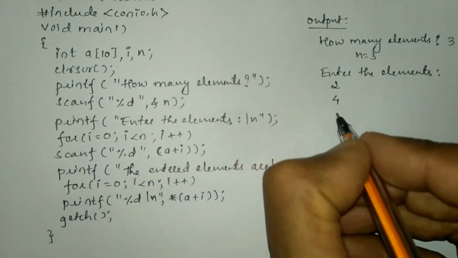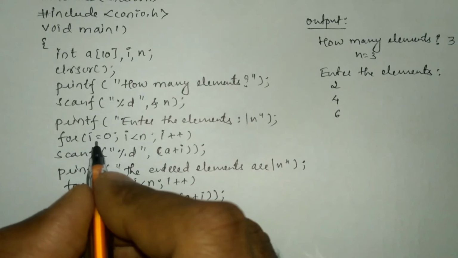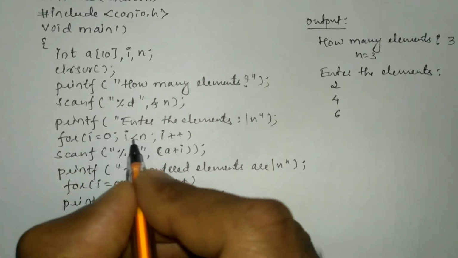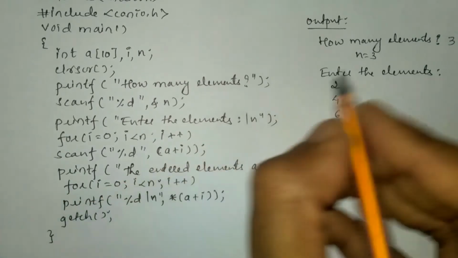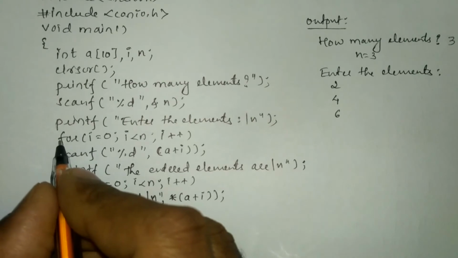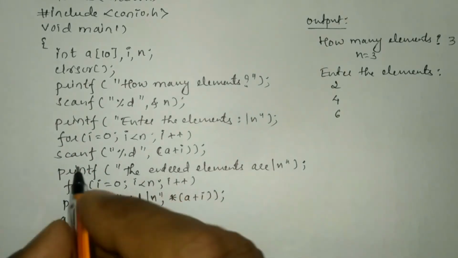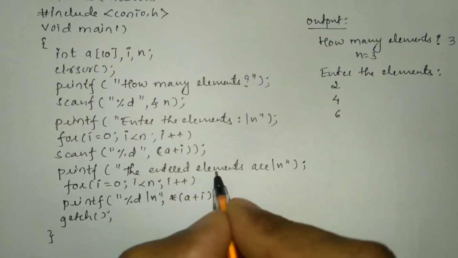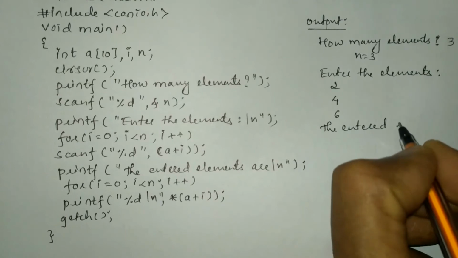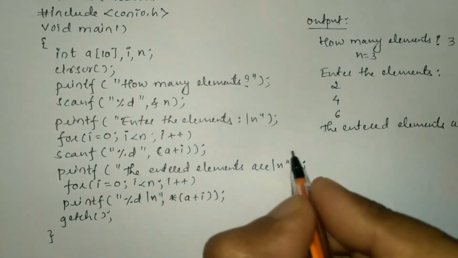It is going to receive the next value 6. Again control transfers to the for loop by incrementing the value of i by 1. Now i value is what? i value is 3. Whether 3 is less than 3? No, condition fails. Once the condition fails, control comes out of this looping structure and it is going to execute the next statement. So the next statement we have is "the entered elements are", which will be printed.